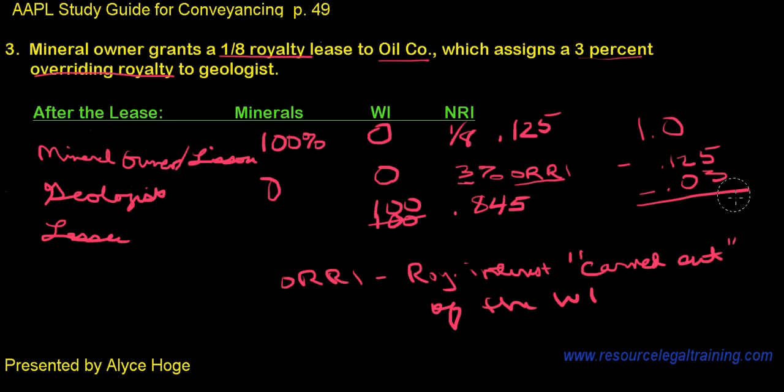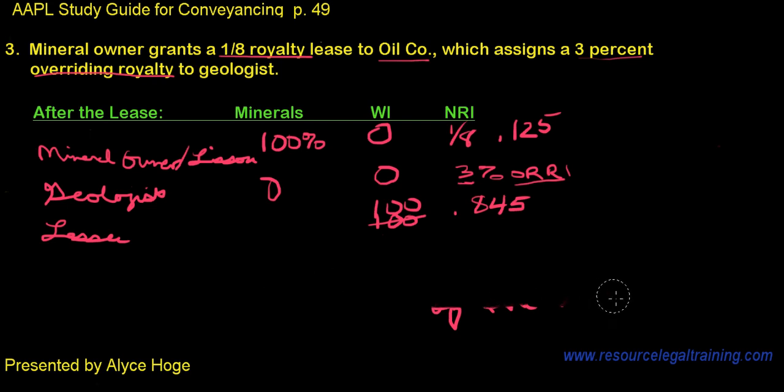So let's clean up some of that just to make it crystal clear for you what's going on. Because the landowner granted an oil and gas lease, they've given their 100% working interest to the lessee. They keep their 100% minerals, but they get a 1/8 royalty, and then the geologist gets the 3% overriding royalty, and then the lessee gets a 0.845 net revenue interest. Okay, so now let's move on to number 4.